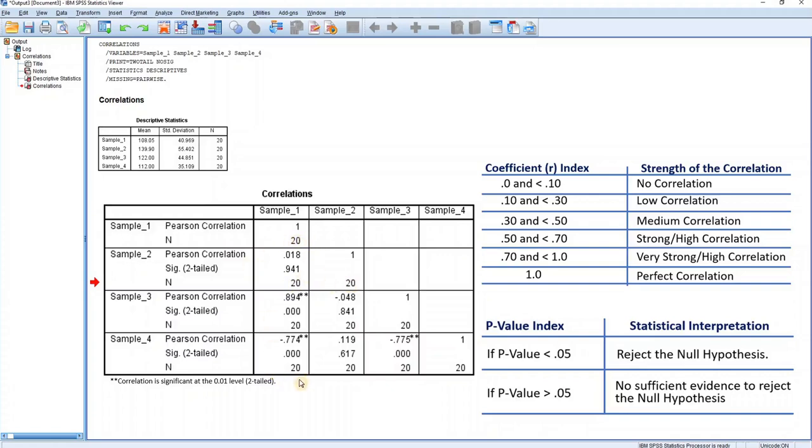This is how to perform Pearson's correlation in SPSS, and I hope you will be able to replicate this procedure to analyze your own data and interpret the results. But right now, we have come to the end of this video.